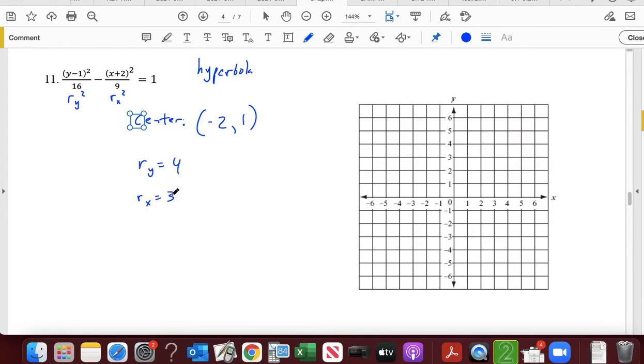So we can go ahead and plot those points to make our box. So -2, 1. So we're right there. And we go up and down 4. 1, 2, 3, 4. 1, 2, 3, 4. And left and right 3. 1, 2, 3. 1, 2, 3. And we use this to make our box around this. So there's our box, where we put asymptotes through the corners of it.